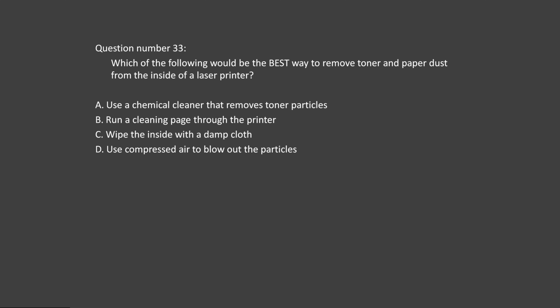Question number 33. Which of the following would be the best way to remove toner and paper dust from the inside of a laser printer? Option A. Use a chemical cleaner that removes toner particles. Option B. Run a cleaning page through the printer. Option C. Wipe the inside with a damp cloth. Option D. Use compressed air to blow out the particles.